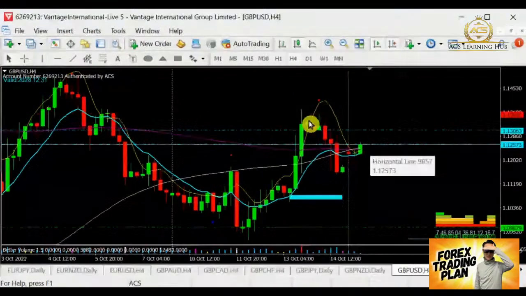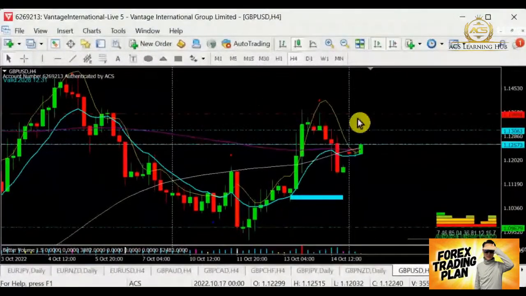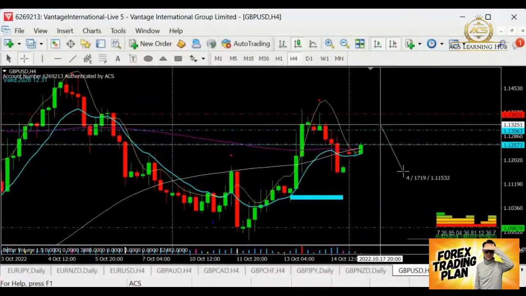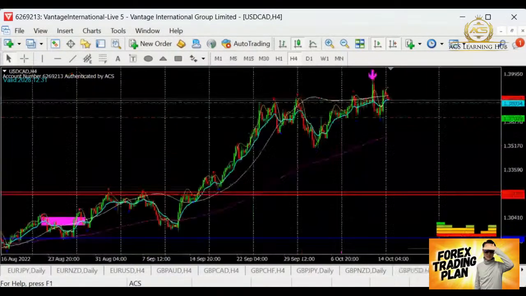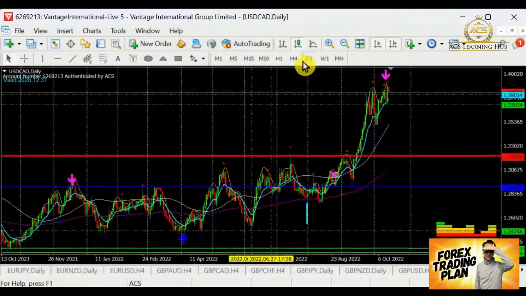Because as I see pound dollar, there may be a good chance of testing the resistance here before it starts to back down. Okay, so let's see how it is going, then we'll decide what to do. All right, so dollar CAD.